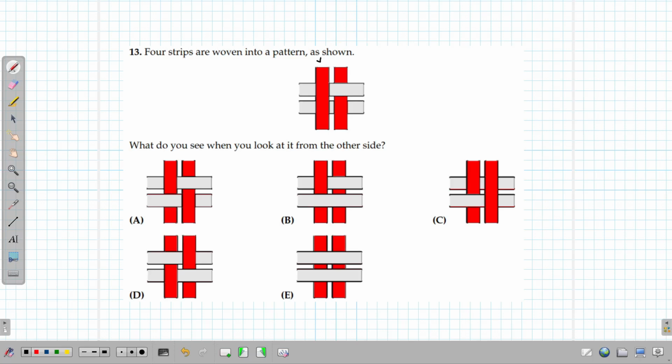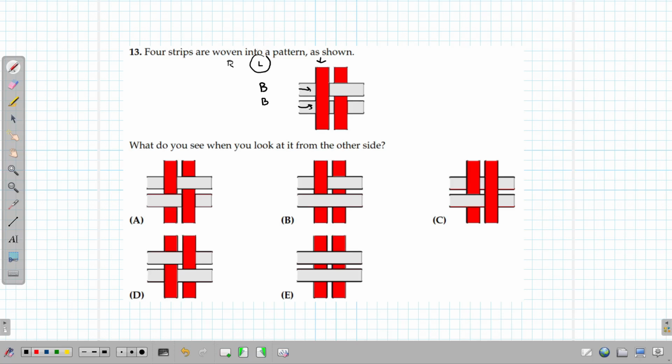So this red strip is above this gray strip. So when you look at from behind, this red strip will be at the bottom of the gray strip and on the left side. The same with this. This gray strip is underneath the red strip. So the red strip will be at the bottom as it is now on the top. Okay. So this rank is done.